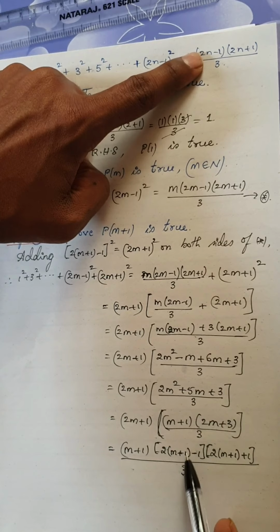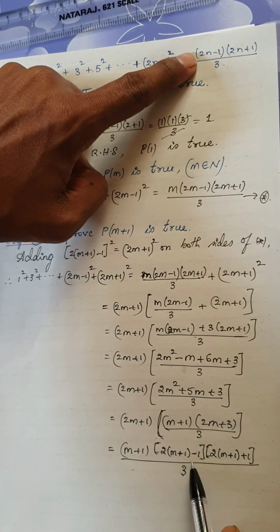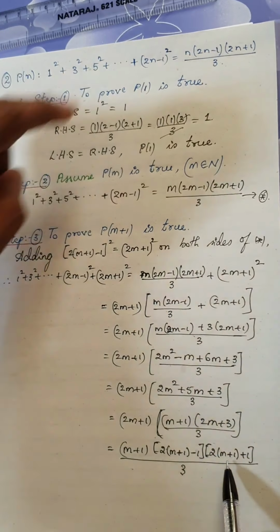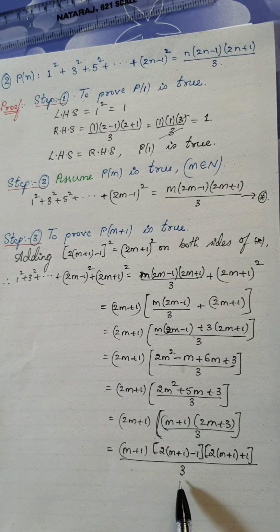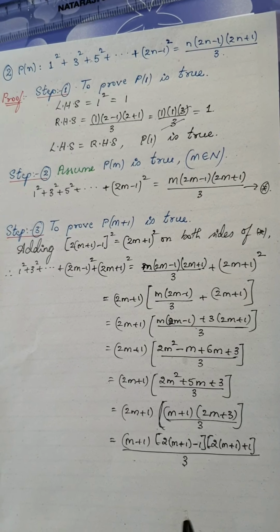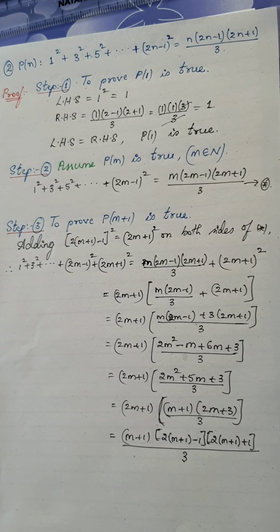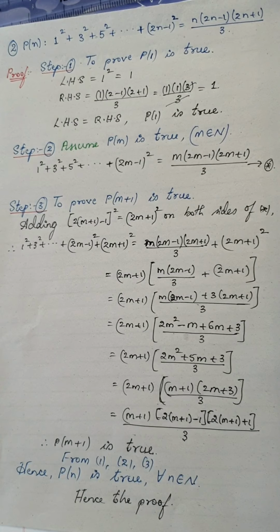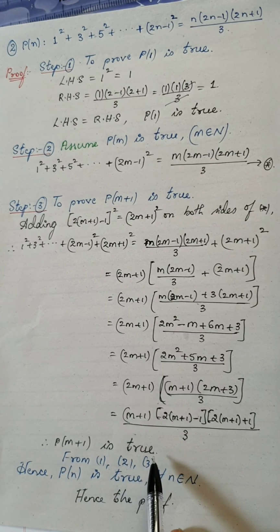In terms of n, I have 2 times n minus 1 is 2 times m plus 1 minus 1. Similarly, 2n plus 1 is 2 times m plus 1 plus 1, divided by 3. Okay, so this proves our step 3. Therefore, P of m plus 1 is true. So you can finally see here, therefore P of m plus 1 will be true.